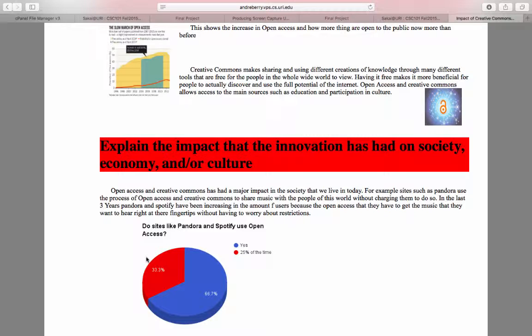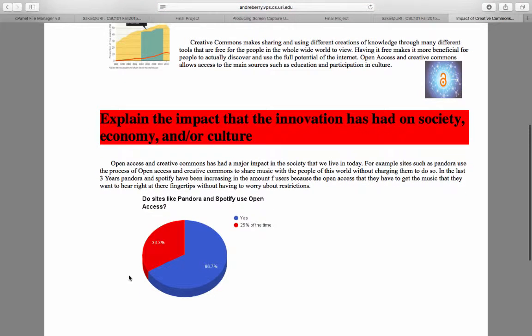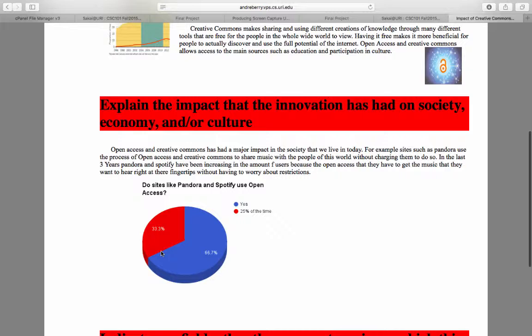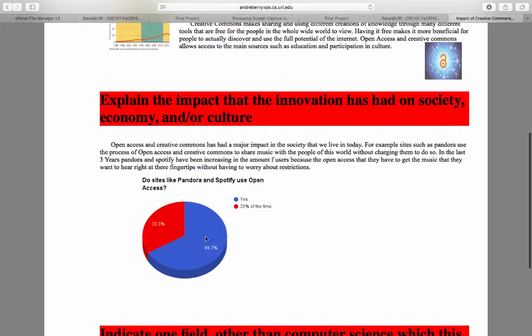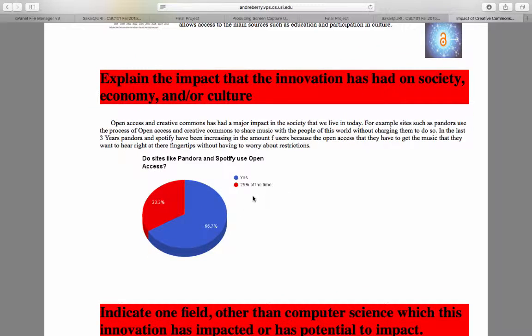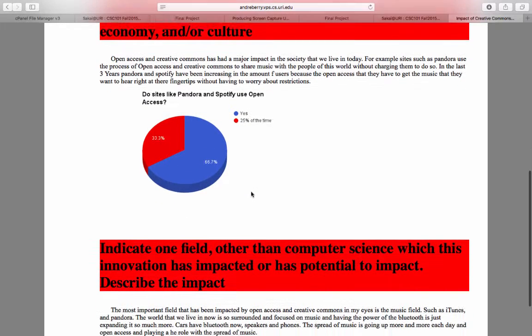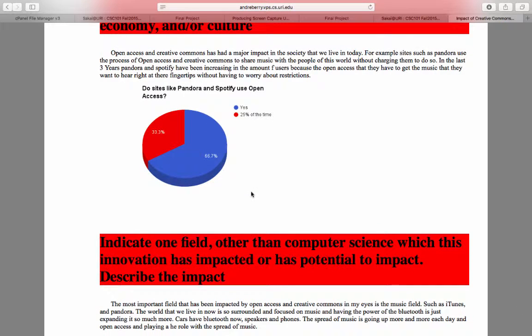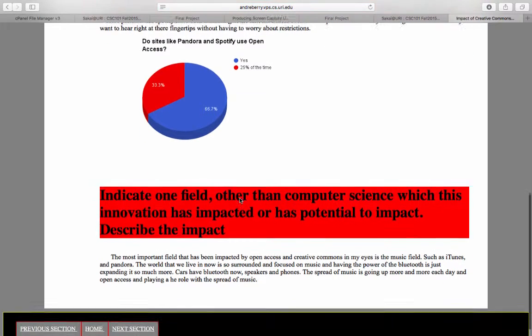So I had a little survey for people to use, where I asked for other people's opinions, and my question was, do sites like Pandora and Spotify use open access? 66.7% of people said yes, and 25% said some of the time. But the answer is yes, it does, because once again, Spotify, one of the biggest music networks online, is increasing, and I'm going to get into that later.